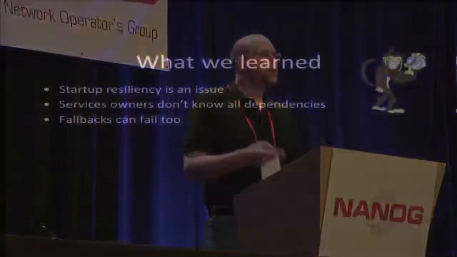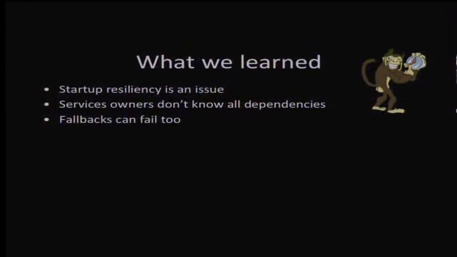Service owners don't always know what their dependencies are. You can be pulling in jar files and other kinds of libraries without really knowing what additional service dependencies are there. And fallbacks can fail too. You can have a fallback that throws an exception or calls another service which is also unavailable.